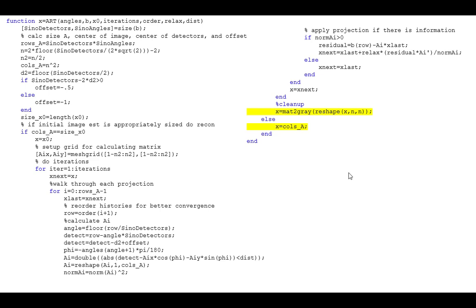So matte to gray, reshape it to an n by n, it's pretty straightforward. And I'm sending back the columns of A because it's debuggable information. Right? You get a 1 pixel thing coming back to you, it says you done screwed something up. Okay, we're good?